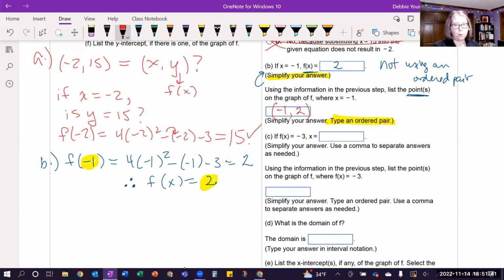So again, I know it can be really confusing and stressful, especially if you're nervous at the test and you just want to get answers in somewhere, but you really got to pay attention to these little parenthetical instructions that are there that add extra information for you. So that's part B. So then let's look at part C.